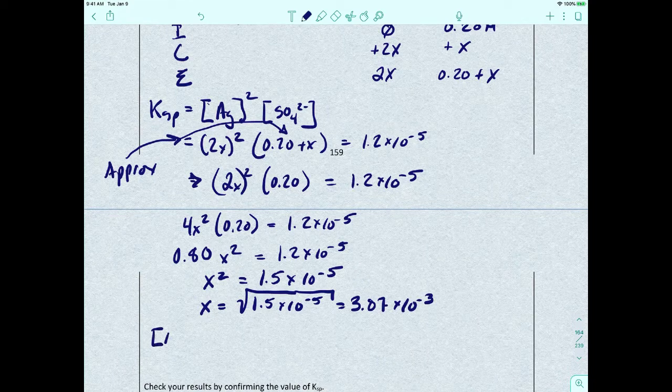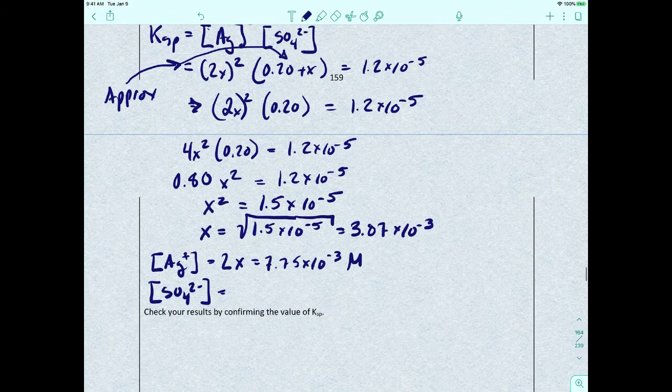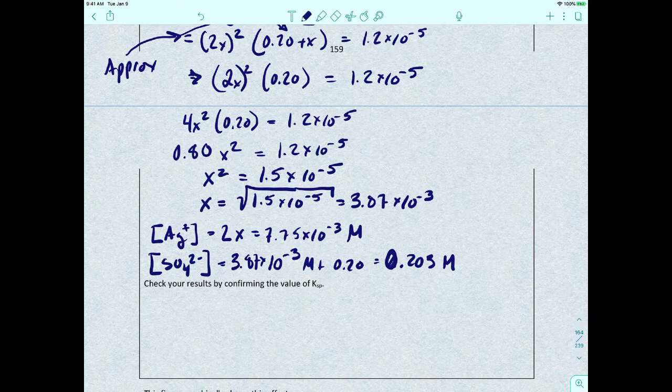So the concentration of silver ion should be 2 times x, or 7.75 times 10 to the minus third molar. And the concentration of sulfate ion should be 3.87 times 10 to the minus third molar plus 0.20, so it should be 0.203 molar. If we're looking at molar solubility, everything's hinging on the silver ion.